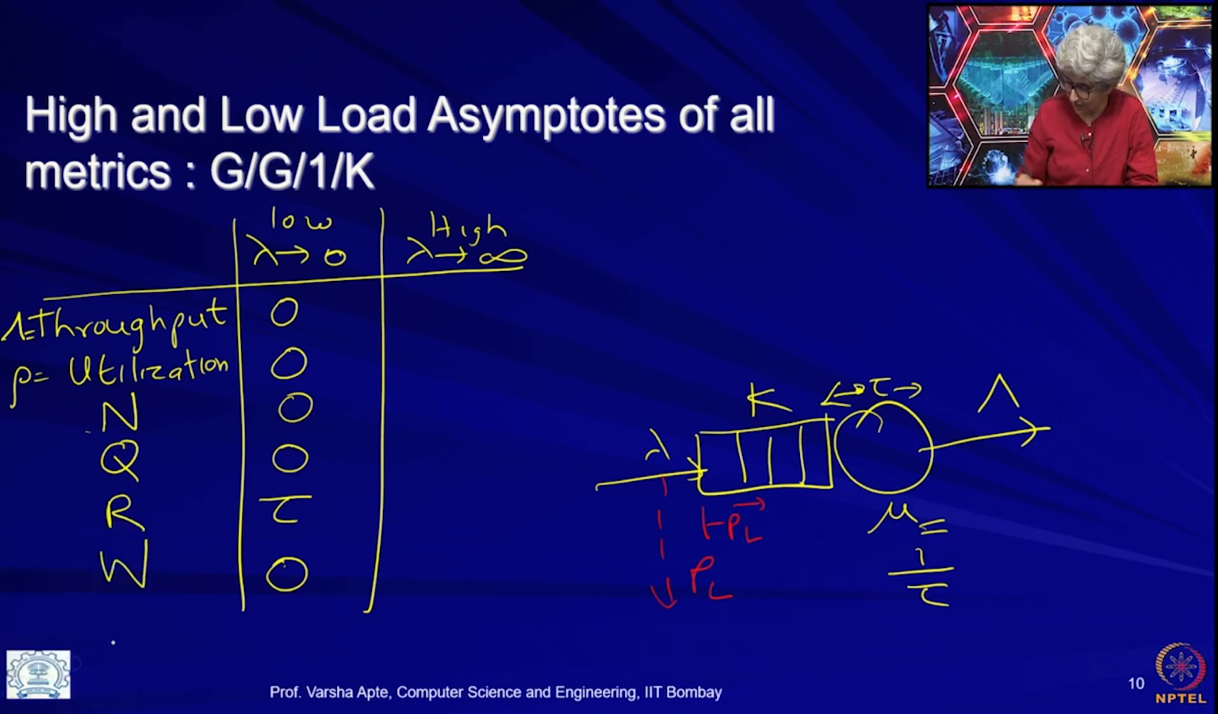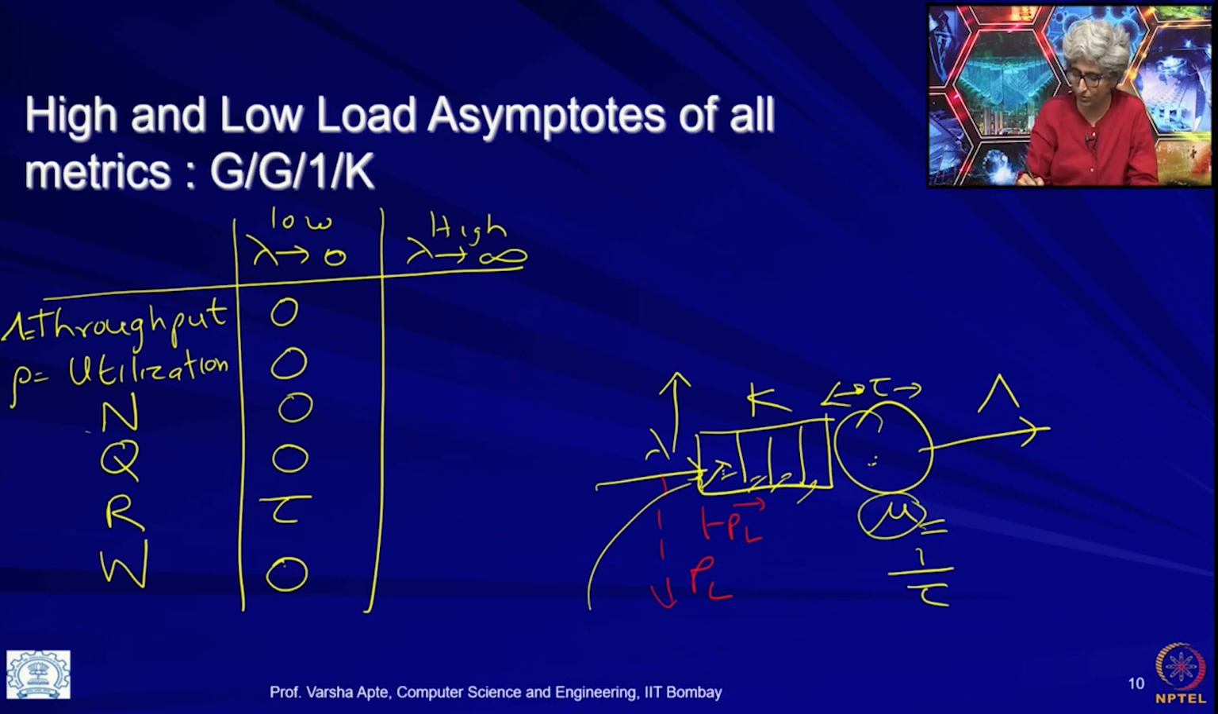But that is okay, as lambda goes to infinity, the buffer will always be full. Even if one space becomes empty in the buffer, a new request will come and occupy that. So, we expect that the buffer will actually be always full. So, the server will always be busy. If the server is always busy, it can always do work at the rate mu.